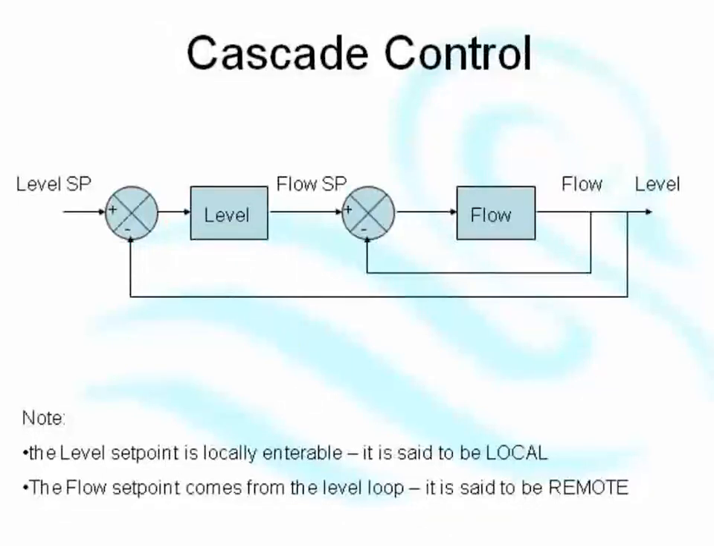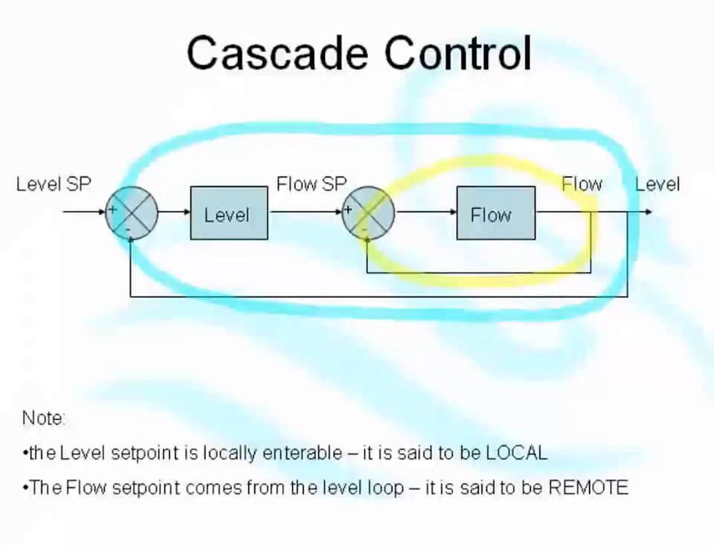Now this is what we call cascade control. It's one loop within another loop. What I've got here is two loops. I've got a flow loop here, and I've got a level loop here. And I have one loop nestled inside another loop.